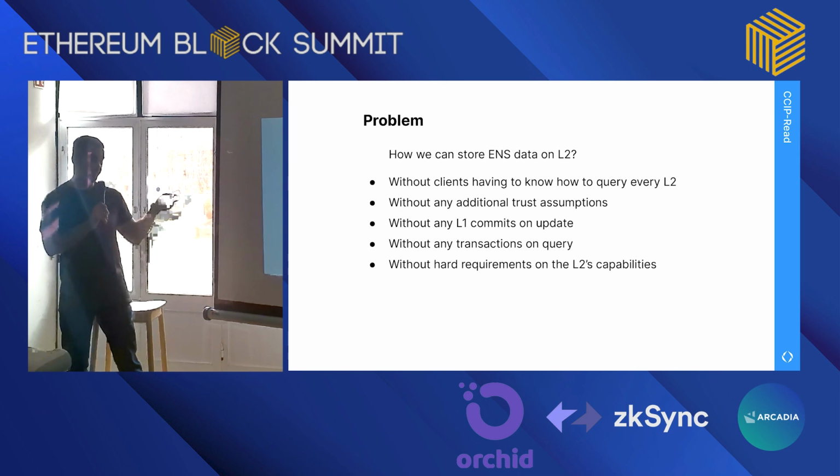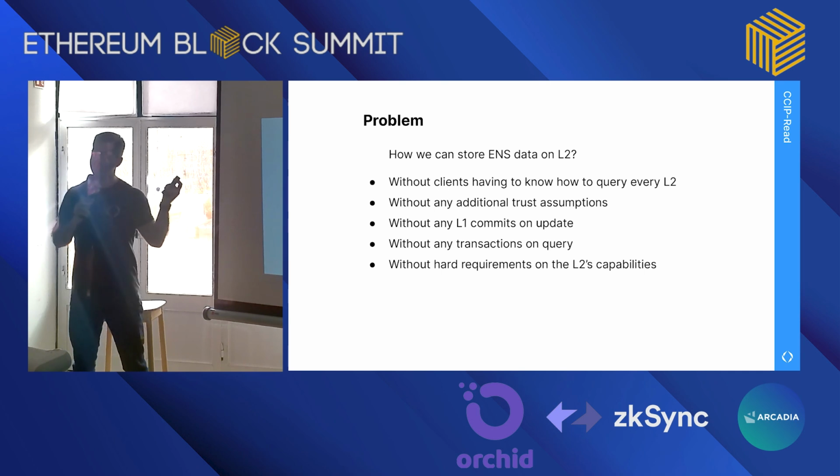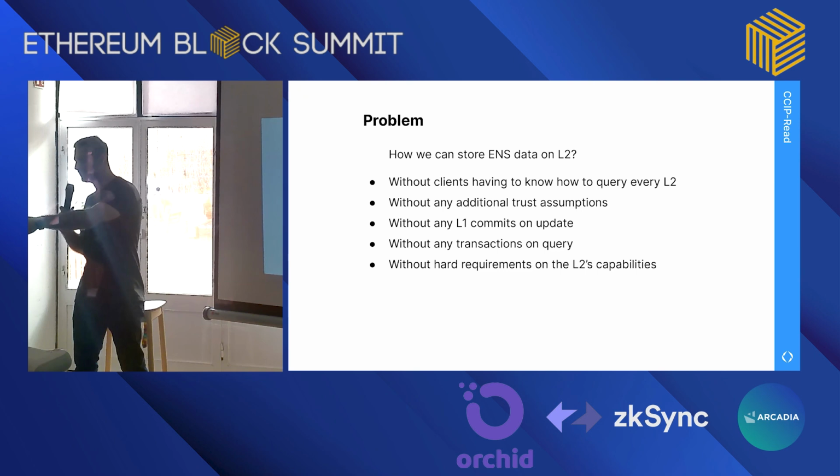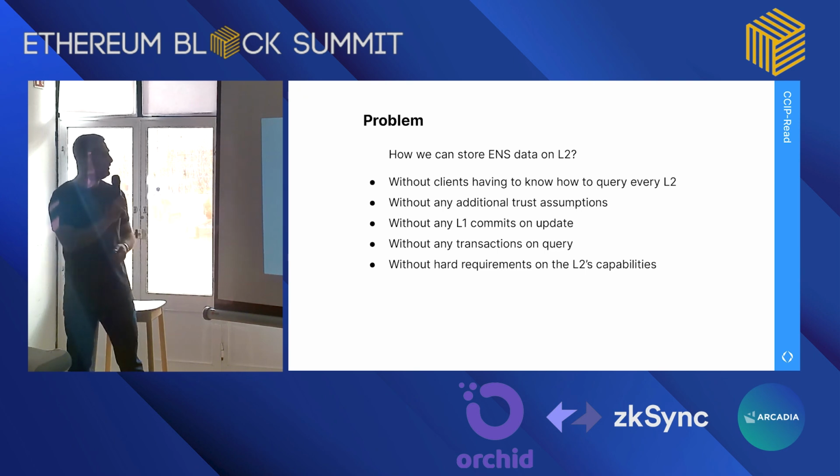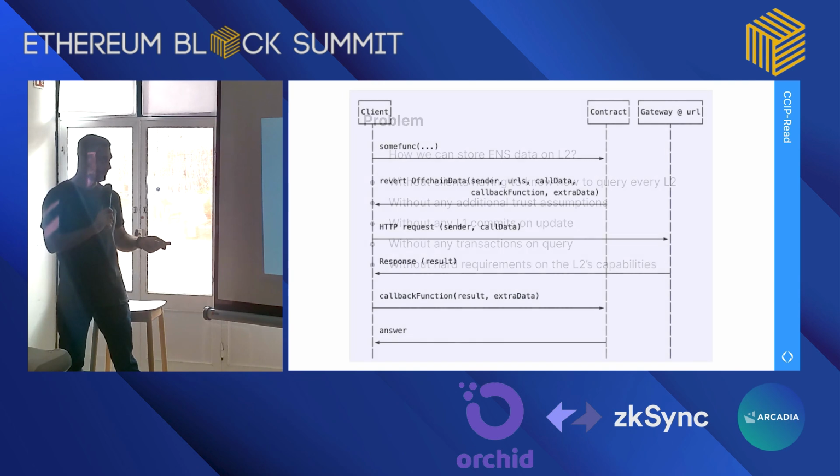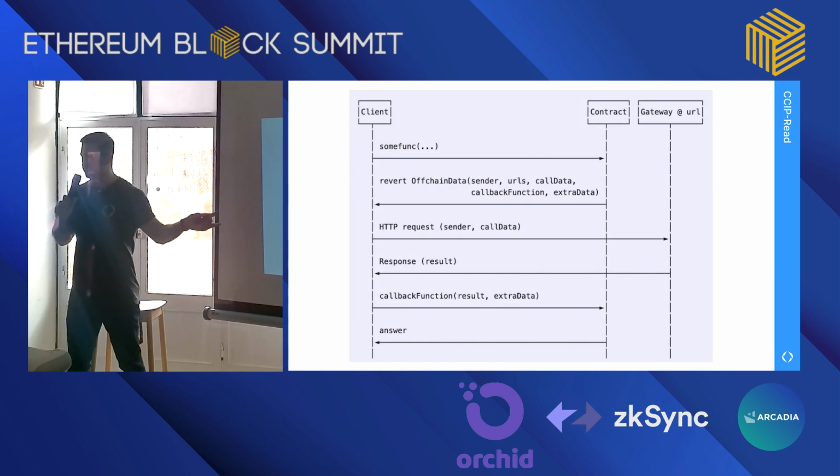Without any L1 commits, we are not doing anything in that sense too, because it's just proving whatever is there in L2 or L1. And same for the others. We are not changing anything in L2 capabilities because we are just using whatever is there. And we came up with a solution which is called CCIP-Read.